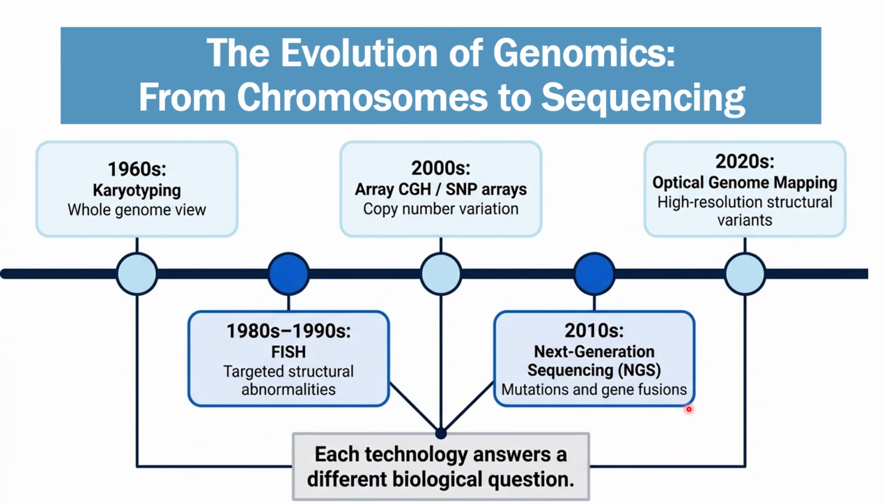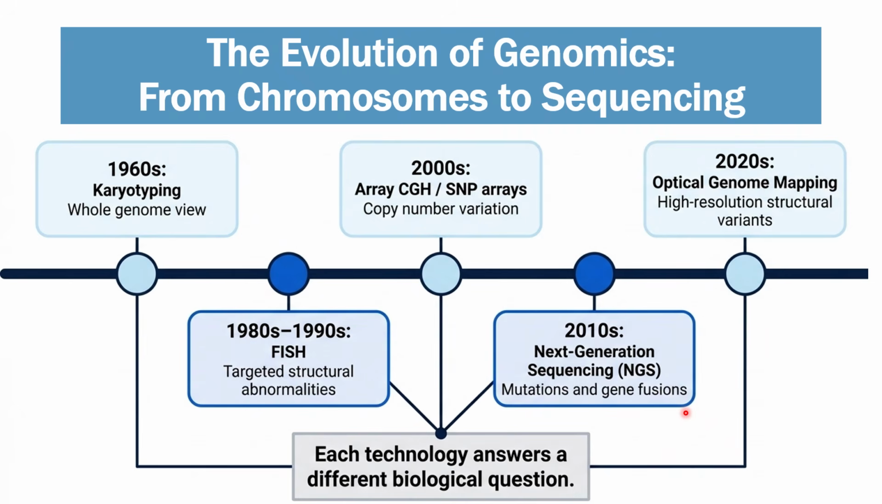In the 2010s, we had next generation sequencing. Now, the job of next generation sequencing is to read the entire genome as a spell checker or a proofreader. So, this detects small mutations and gene fusions, and it has a very high resolution compared to karyotyping. But remember, when you do next generation sequencing, you're so focused on the spell checking that you will probably not realize if there is a large deletion or insertion.